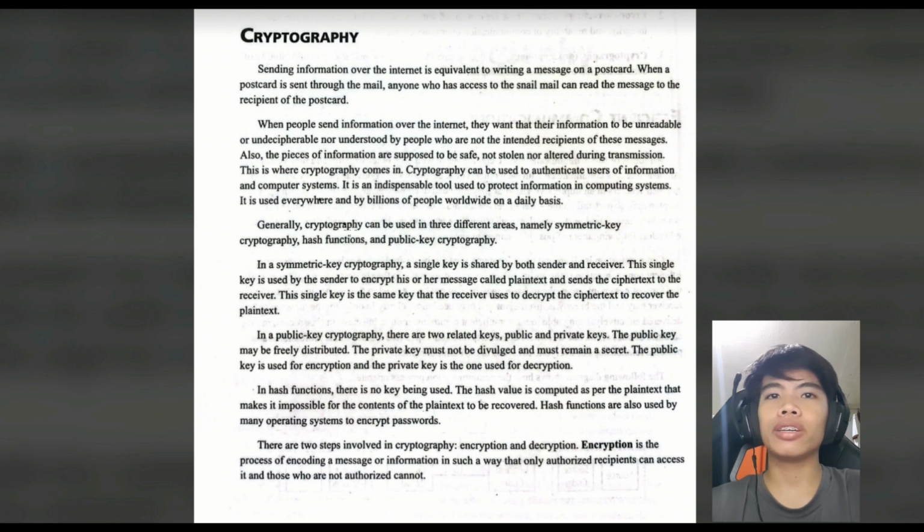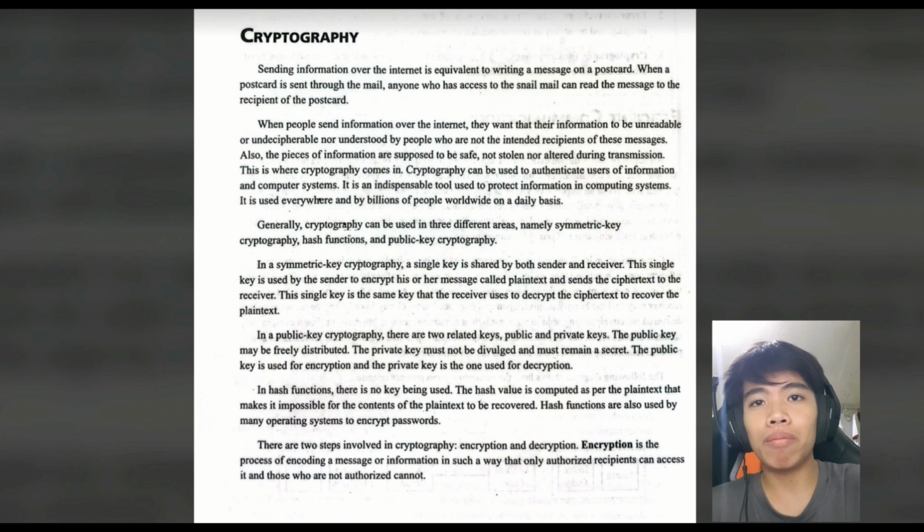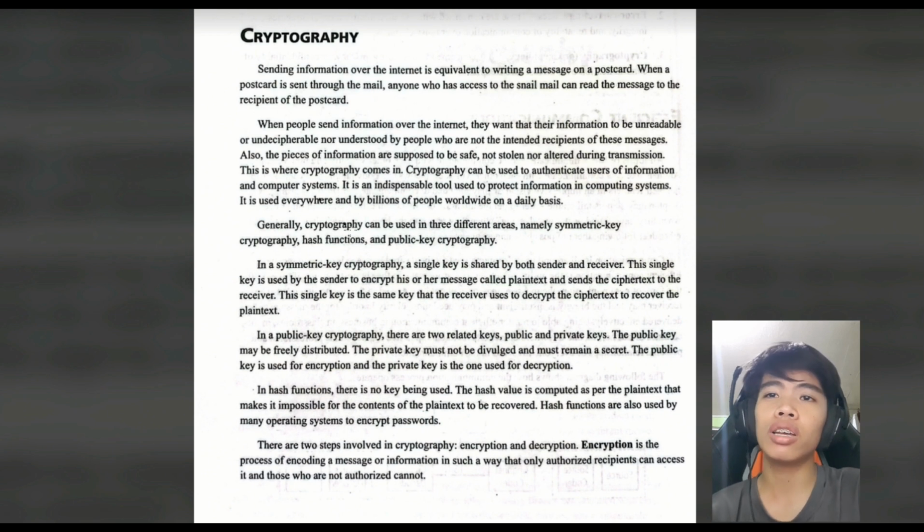So ayan, dun naman sa decryption, yung decryption naman, since yung encryption is process of encoding, decryption naman is decoding. So dito, pag na-decode na yung message or information, dun na maintindihan ng recipient yung message na tanging sa kanya lamang sinend, kasi siya lang yung authorized recipient na maka-access doon sa message na pinadala sa kanya.